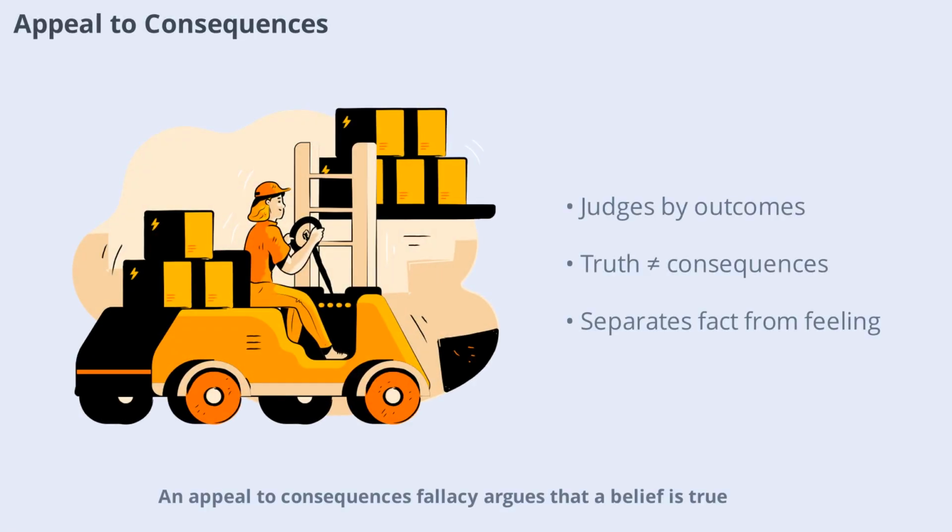Appeal to consequences fallacy argues that a belief is true or false based on whether the outcome is desirable or undesirable. For example, if there's no afterlife, life would be meaningless, so there must be an afterlife. The truth of a claim doesn't depend on its consequences. It's important to separate facts from feelings about outcomes.